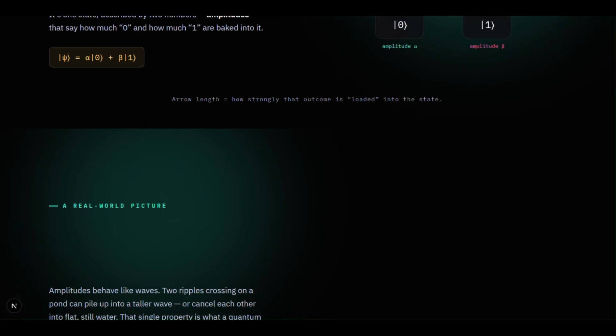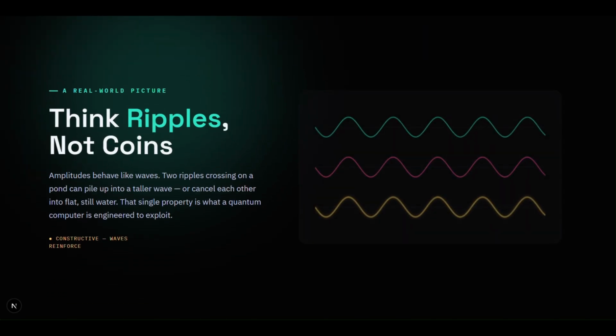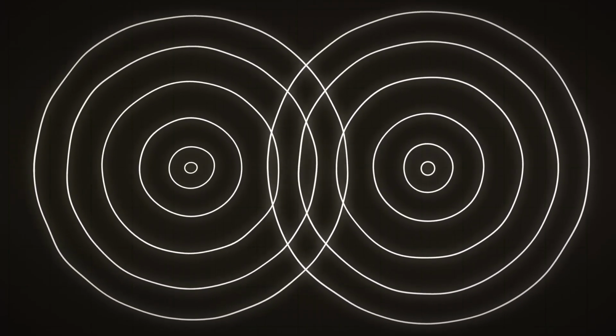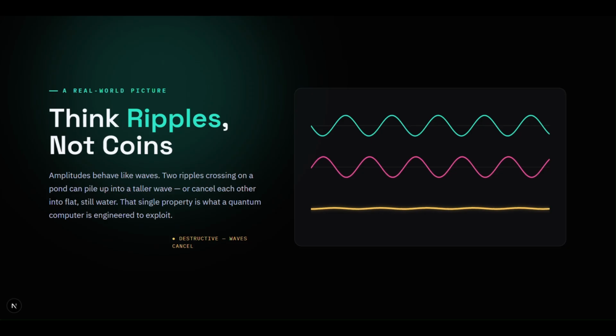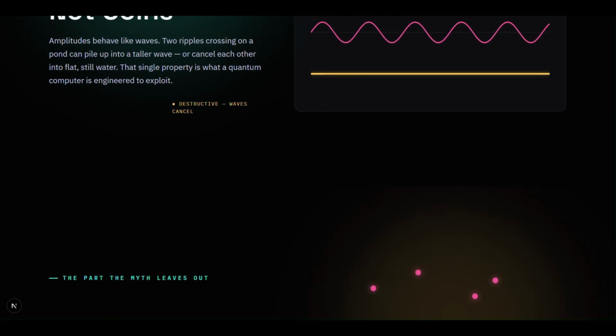Amplitudes behave like waves. Drop two stones in a pond and their ripples cross, sometimes piling up into a taller wave, sometimes cancelling into flat, still water. That single property, waves adding or cancelling, is the exact thing a quantum computer is built to exploit. And amplitudes can do something probabilities never can: point in a negative direction, which is what makes the cancelling possible in the first place.